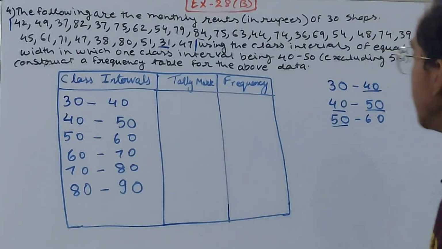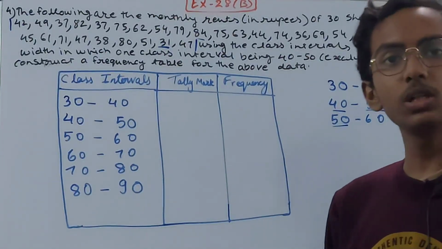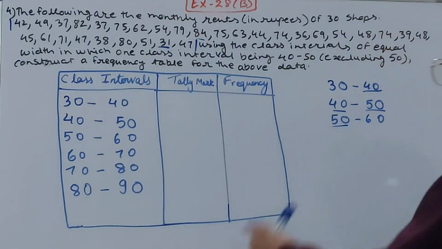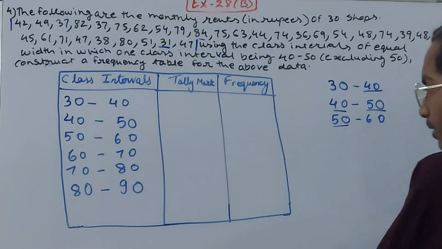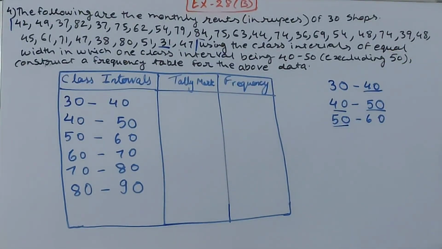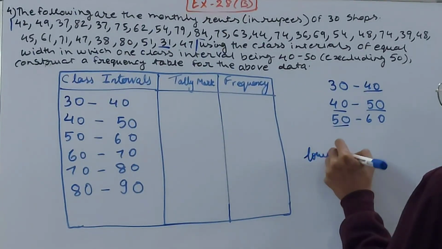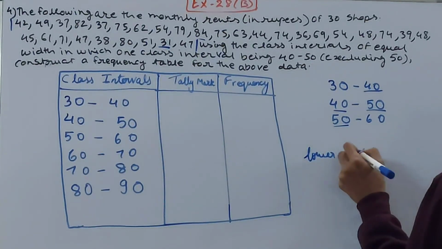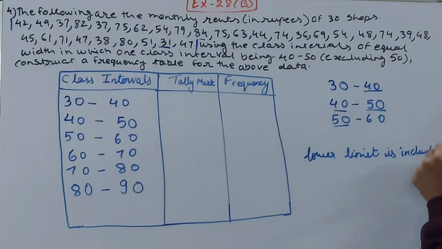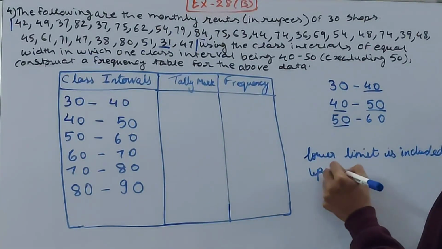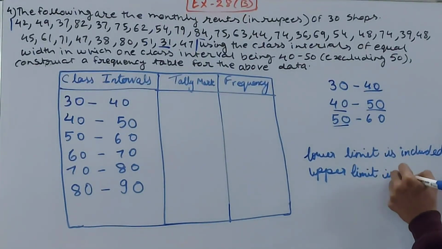So what we do here, in this 30 to 40, 40 will not come. We will go only till 39. Then 40 will come in here, 40 to 50. So in continuous class intervals, basically the lower limit is included and the upper limit is excluded. You should keep this in mind when you are making these class intervals.